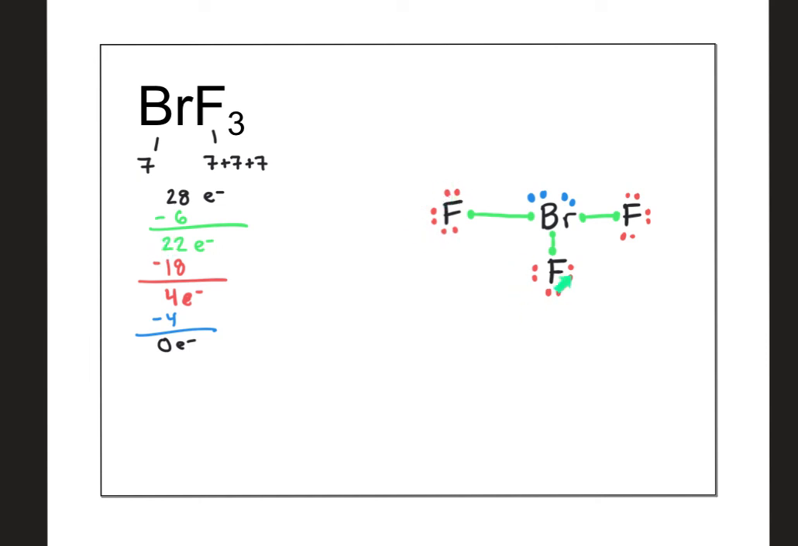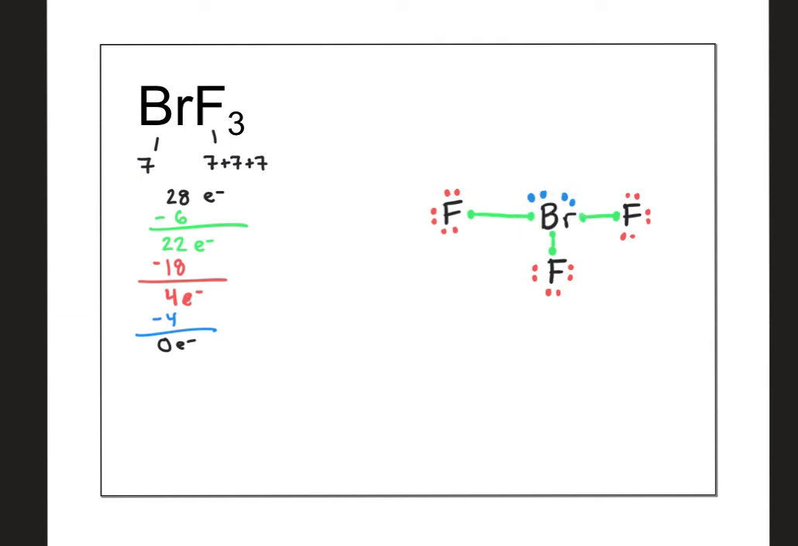Fill the outer. Each fluorine had 2 from the bond, but needed 2, 4, 6 more in the form of lone pairs. So this fluorine has 1 bond and 3 lone pairs. This guy has 1 bond and 3 lone pairs. 1 bond and 3 lone pairs. So that used up 18. So I had 4 left. And now we fill the middle.